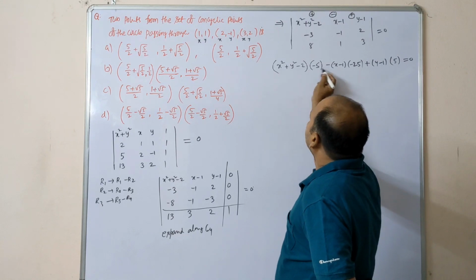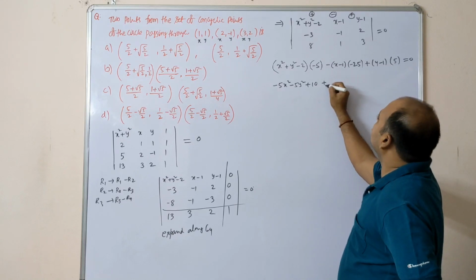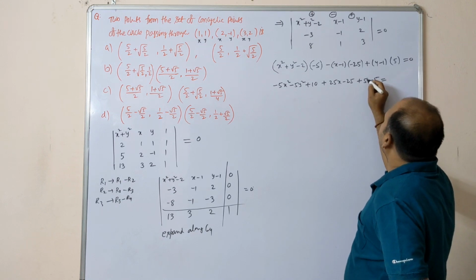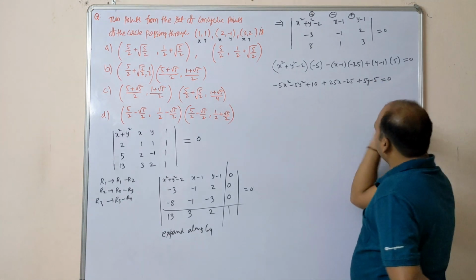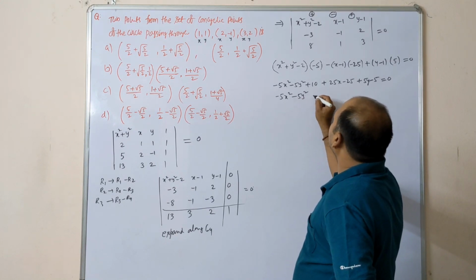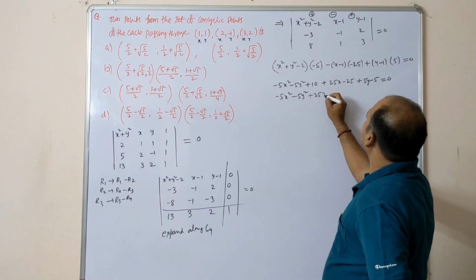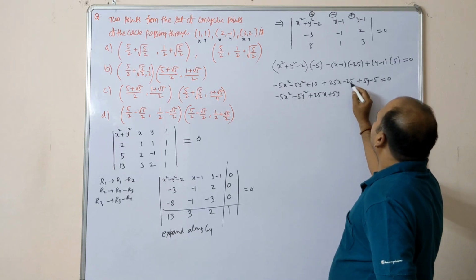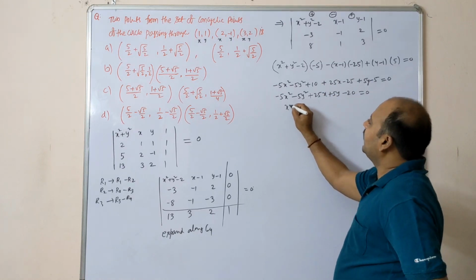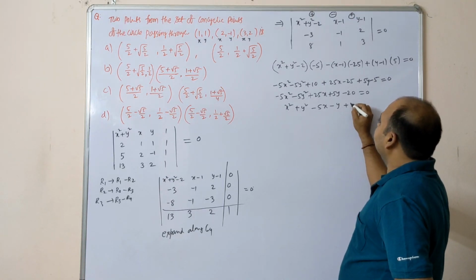So multiplying by minus 5: x square minus 5y square plus 10, plus 25x minus 25, plus 5y minus 5. So dividing by minus 5: x square plus y square minus 5x minus y plus 4 equal to 0.